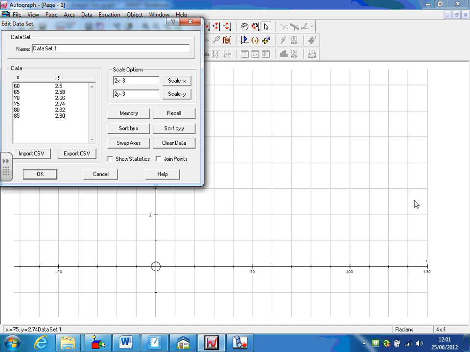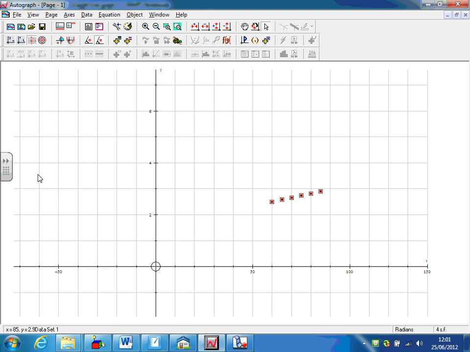Okay, so I'll put the rest of the data in. There it is, up to 2.90. You don't need to put the 0 in, but I have done for completeness. And there's the data points, and you can see that they're all squashed together.